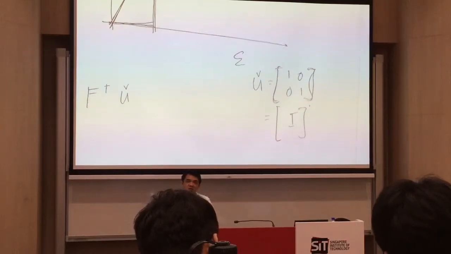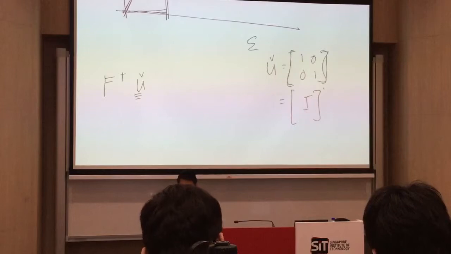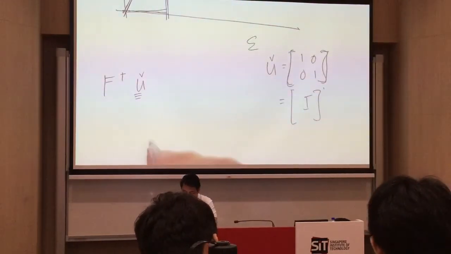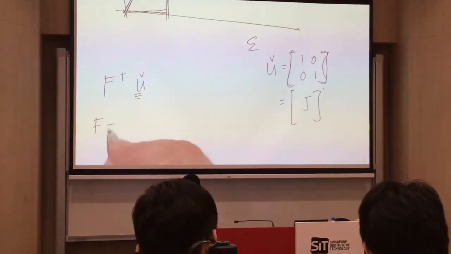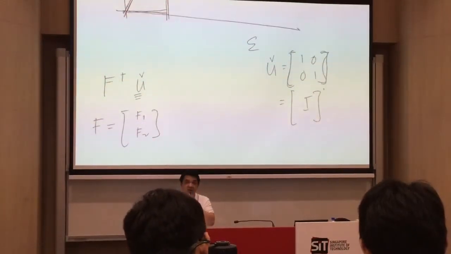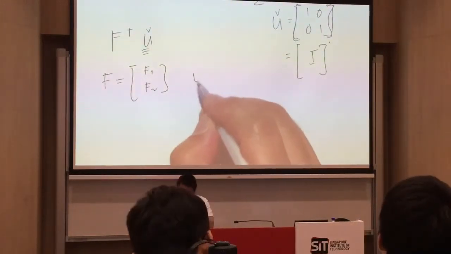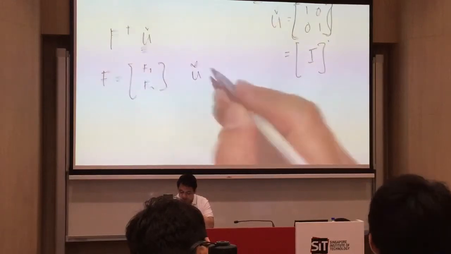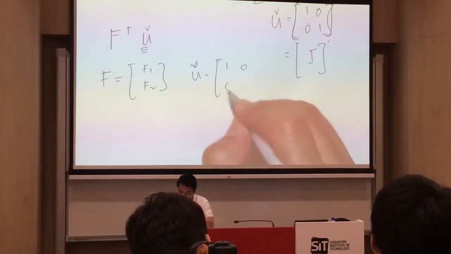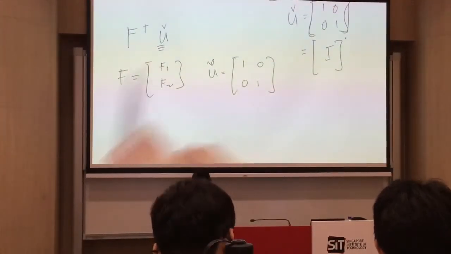Now let's have a look at this one. What will happen here? Here, this one is just an identity matrix. So just as an example, you have a force. So you have your force is F1, F2, let's say. And then you have now your virtual displacement to be, say, this one now will be 1, 0, 0, 1. So let's try to multiply that.